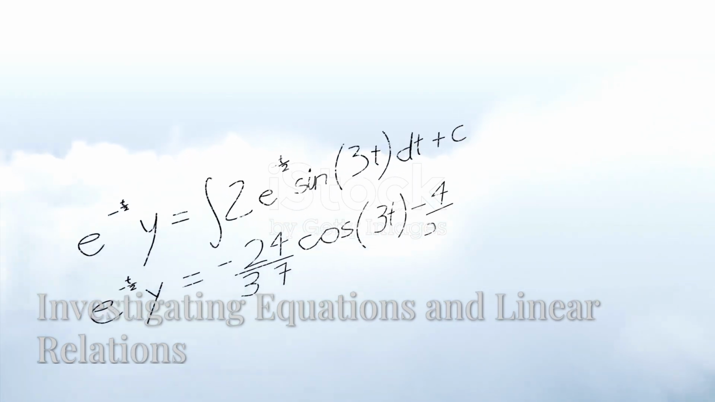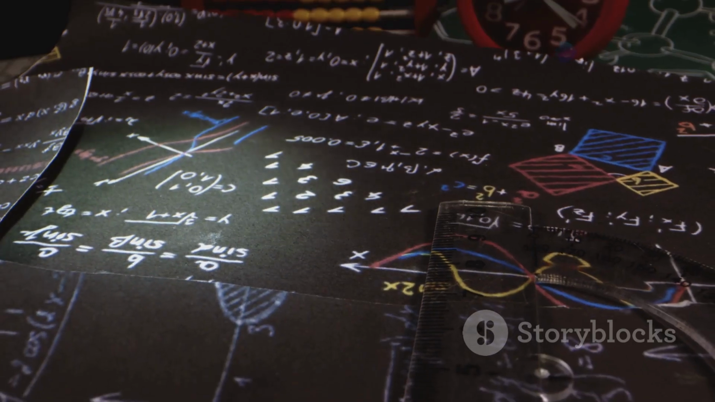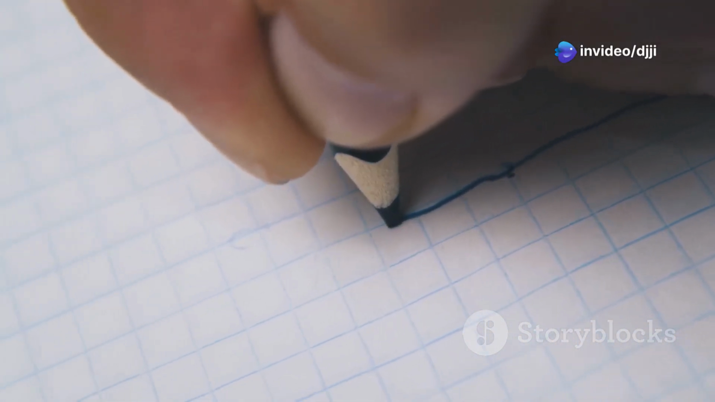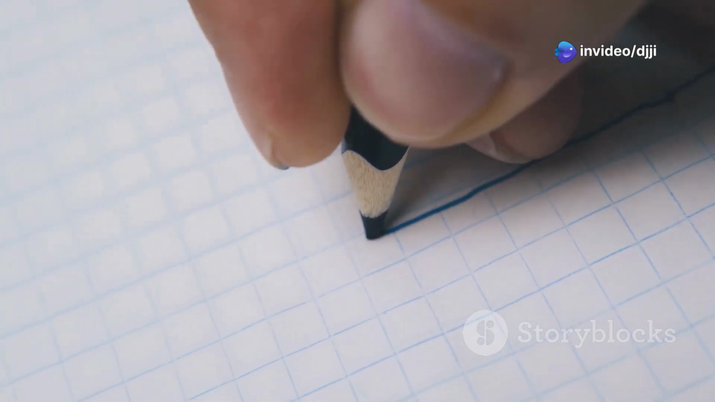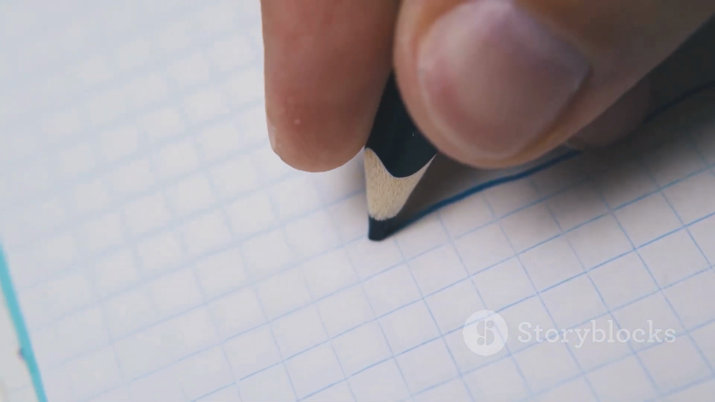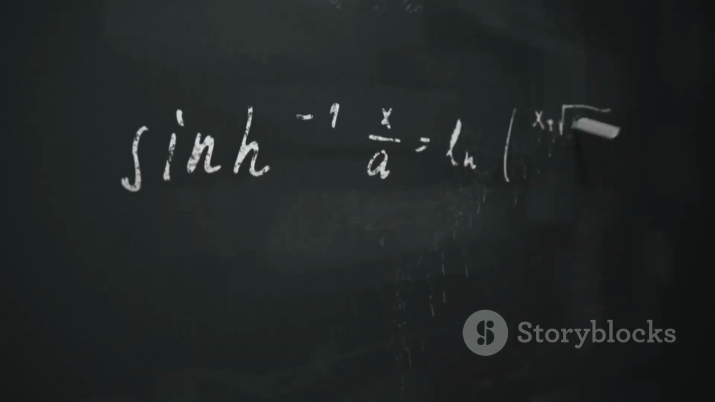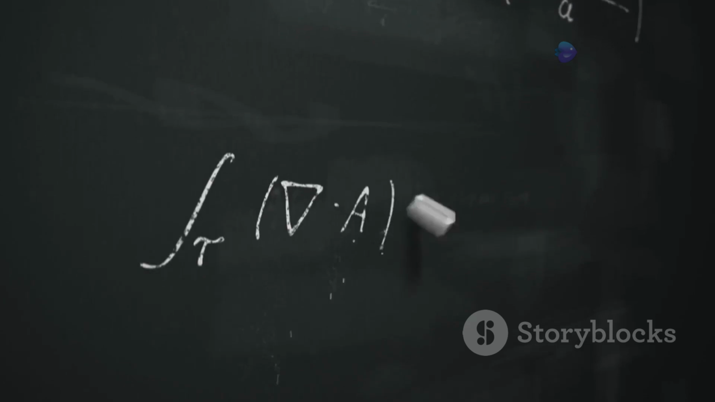Investigating equations and linear relations. An equation is a statement that two expressions are equal, while a linear relation, or linear relationship, is a type of relationship between two variables that, when graphed, forms a straight line. Linear relations can be expressed as equations of the form y equals mx plus b.